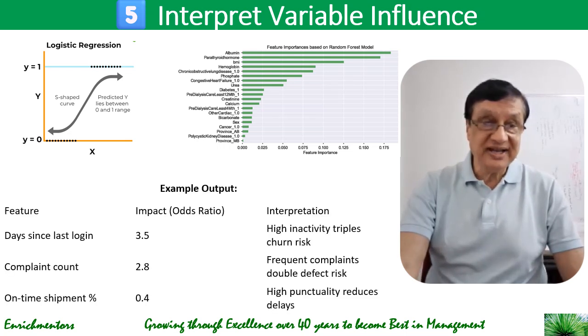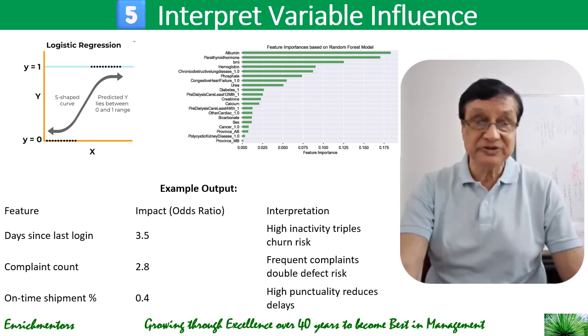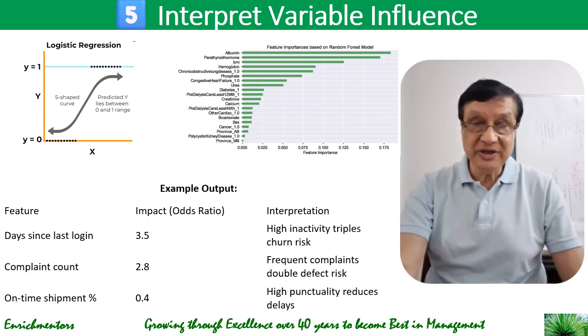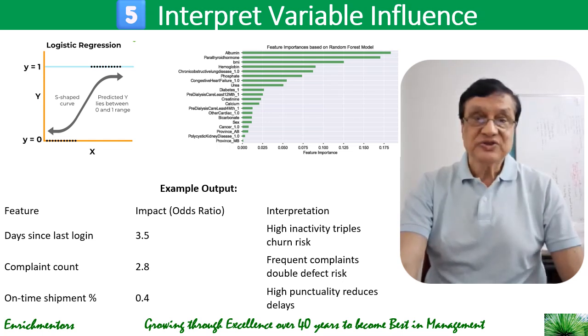Now, you see three features here: days since last login, complaint count, and on-time shipment percentage, and then you see the odds ratio in terms of the impact. The interpretation is that days since last login has a very high impact, at 3.5, so high activity triples churn risk, odds ratio. So one improvement in activity level triples the churn risk. Complaint count: frequent complaints double the churn risk. And on-time shipment rate: high punctuality reduces delays. So that's the interpretation of variable influence, right?